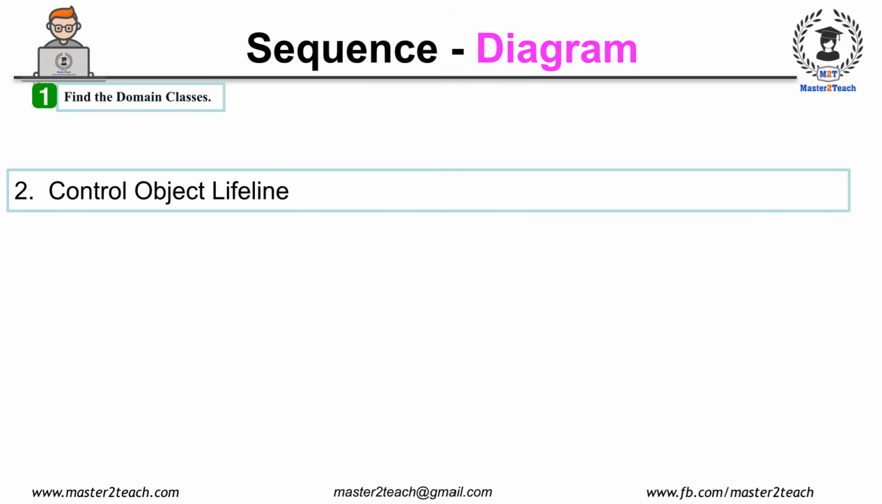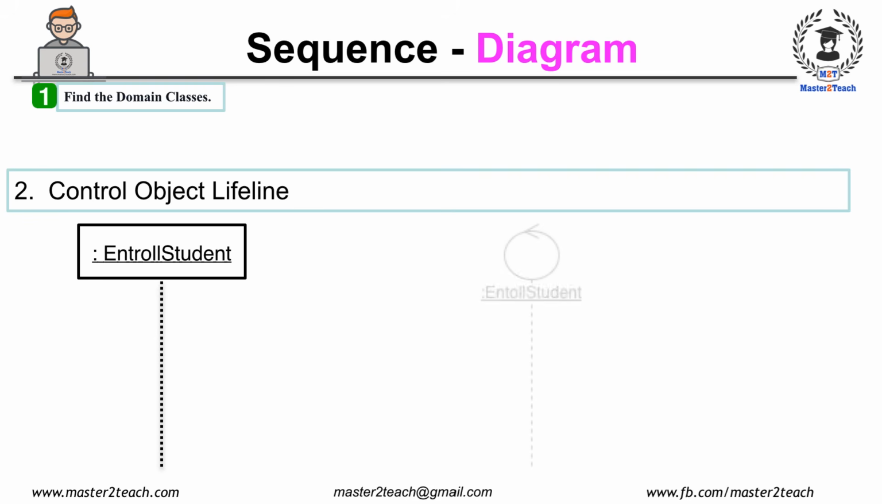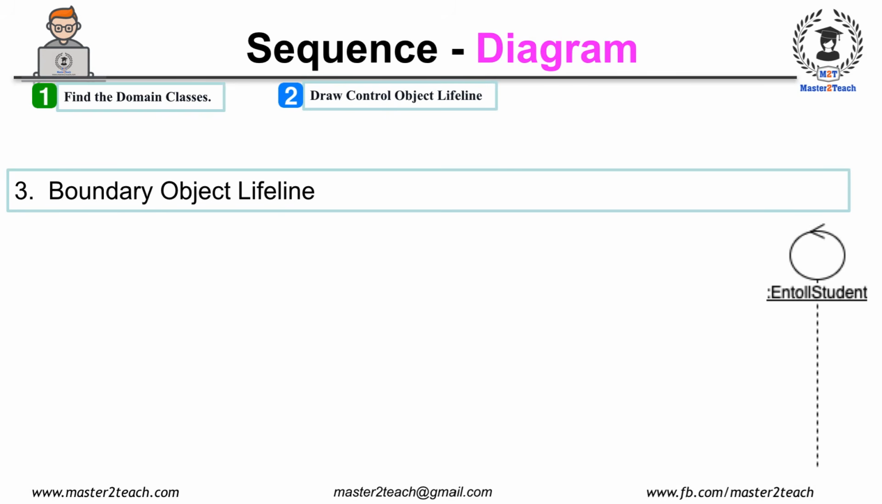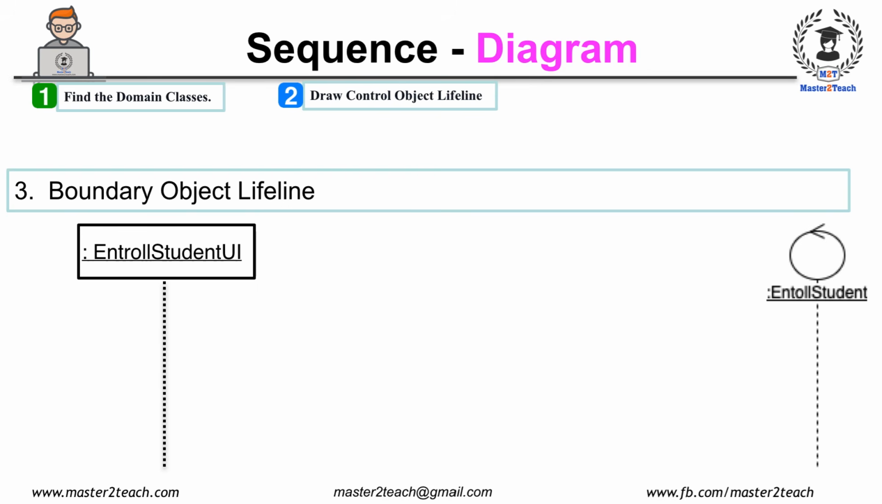So, the first step of drawing a sequence diagram is finding the domain classes, whereas the second step is drawing the controller object lifeline. Add a control object in the diagram. Note that the name of the controller object is the same as the use case name. Here we are taking the example of the Enroll Student use case, so the controller object name must be Enroll Student. The next step, which is the third step, is drawing the boundary object lifeline. Boundary objects will also have the same name as the use case name with the addition of UI at the end, like Enroll Student UI. This object is for the user interaction.